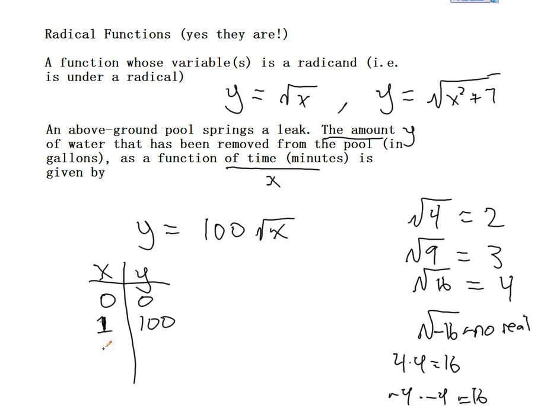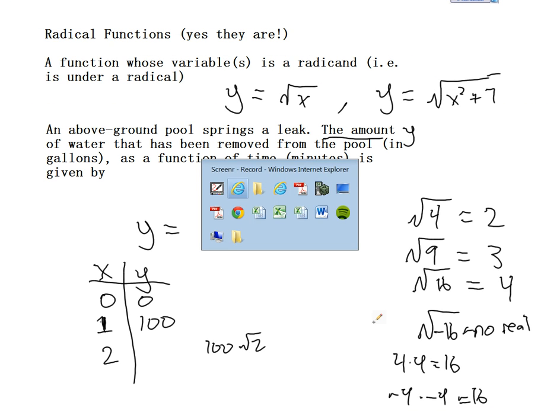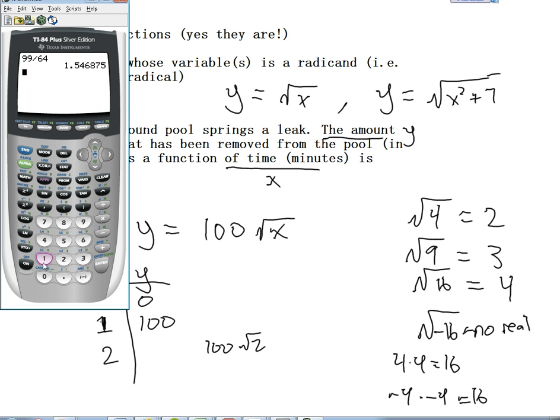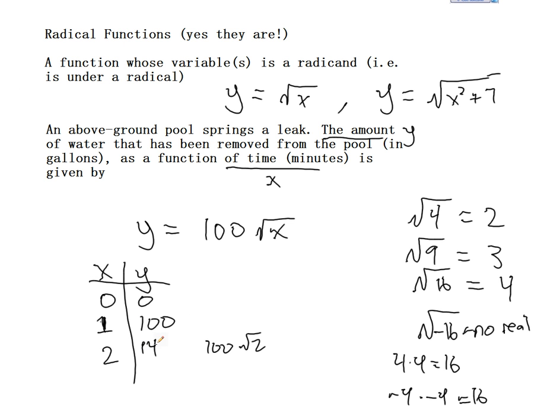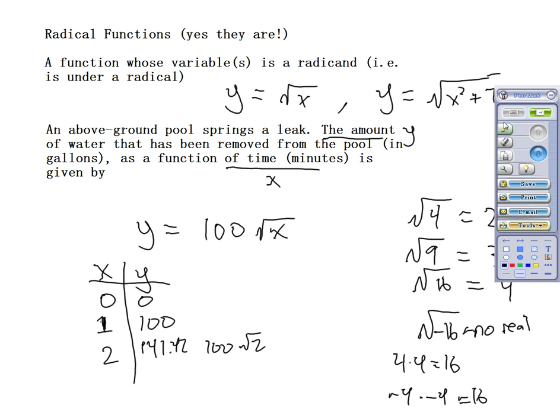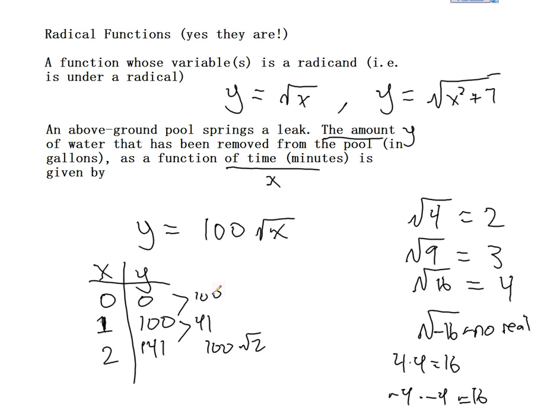And by the second minute, now we have to take 100 times the square root of 2. Well, what's the square root of 2? If we go to our calculator and multiply it by 100, it's about 141.42. I'll round this to the nearest whole number, so just about 141. So we notice that only 41 gallons have leaked out over the next minute, whereas over the first minute, more has leaked out.